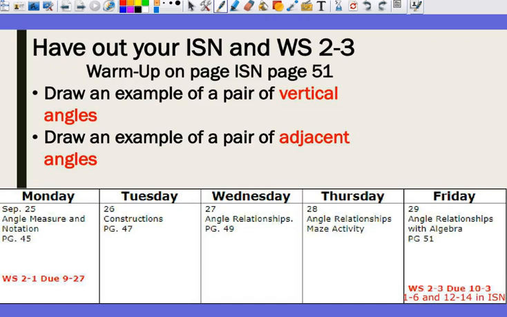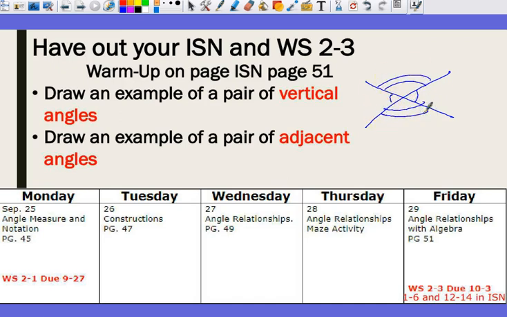Okay. Draw an example of a vertical pair of angles. It's actually not possible to draw a single pair of vertical angles. There will always be a pair of pairs. Does that make any sense? There's a pair of angles. So, for example, this is a pair of vertical angles. This is a pair of vertical angles. Do you see what I'm saying?